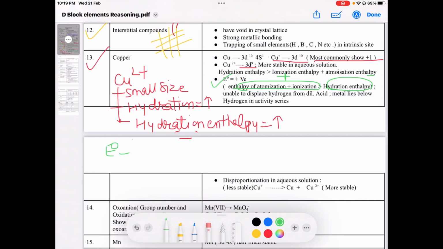So E naught is positive when the hydration enthalpy is less. And if it is negative, it means hydration will be more.